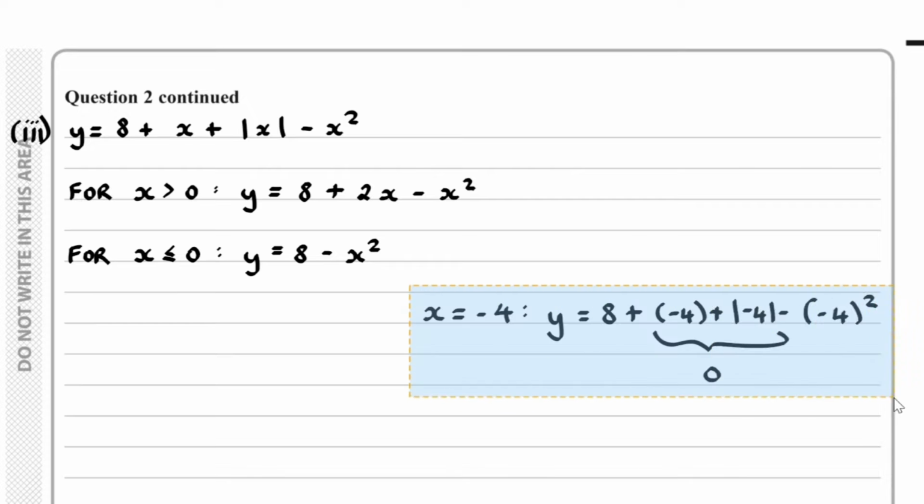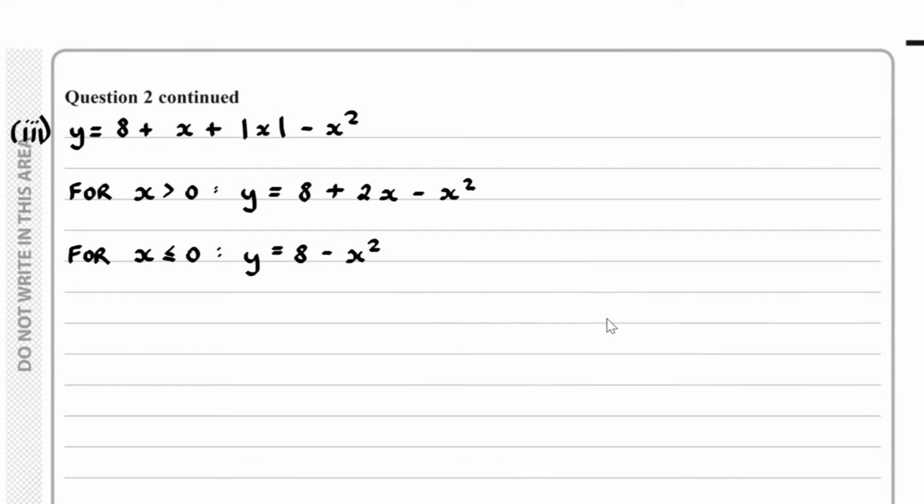So if you want to think of it in terms of numbers, that might make it easier for you. But the idea here is to realize for values of x being less than or equal to 0, we've got the graph of y equals 8 minus x squared, and that's because the x plus the mod of x simplifies to 0.